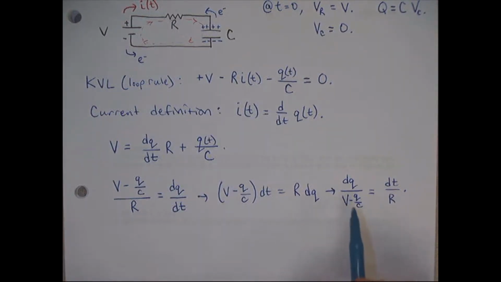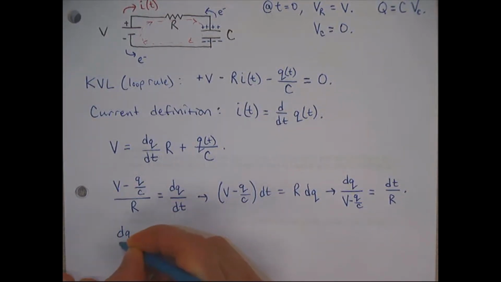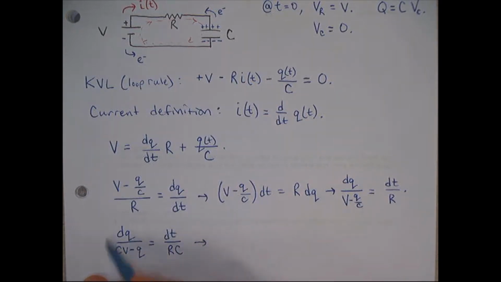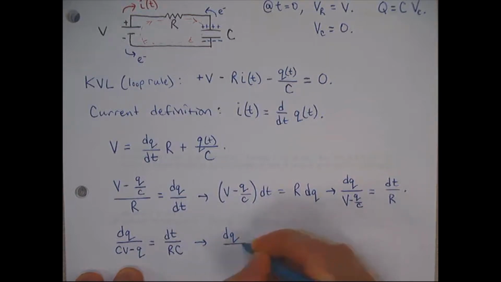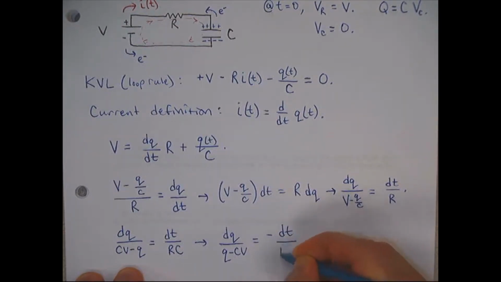This is not quite the nicest form of things. What we like to do is multiply each denominator by the capacitance. So we have dq over CV minus Q is equal to dt over RC. And I will swap the minus sign in this denominator here. You'll see why in a bit. So we have dq over Q minus CV is equal to negative dt over RC.